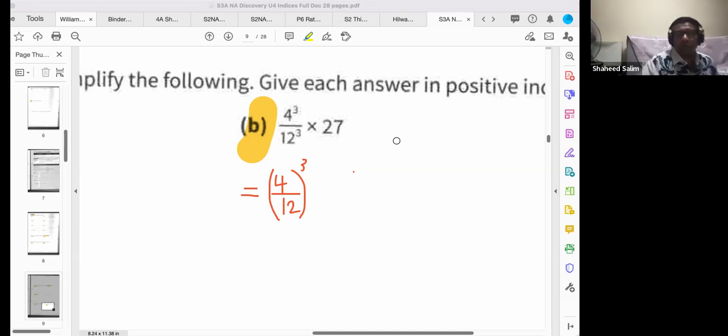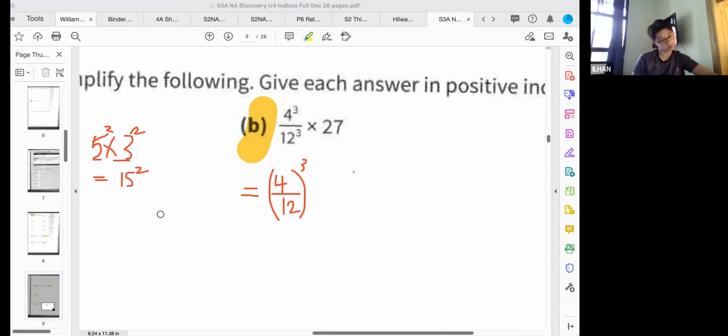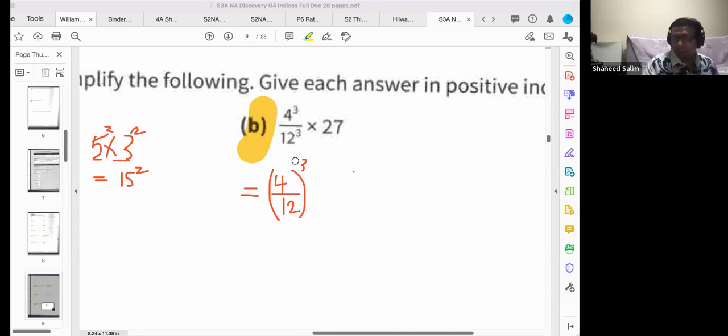Okay, so I'm going to show you now this method. Remember, if you have the powers the same, just now we did something like that. 5 to the power of 2 times 3 to the power of 2, you can keep the power the same, times the number 5 times 3, 15. 15 to the power of 2. Same thing here. 4 to the power of 3, 12 to the power of 3. We can keep the power the same, 3. Then you can divide the number. 4 divided by 4 get 1. 12 divided by 4 get 3.